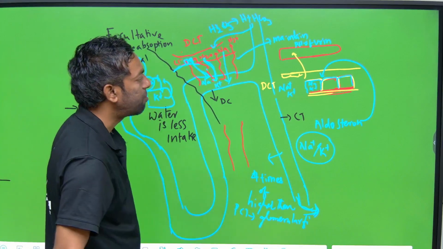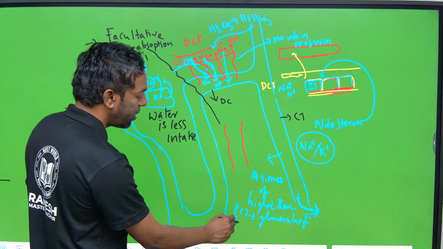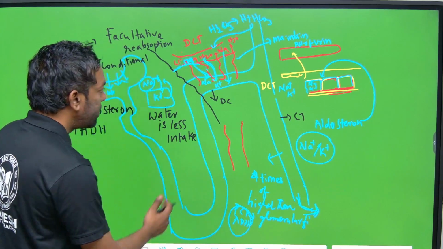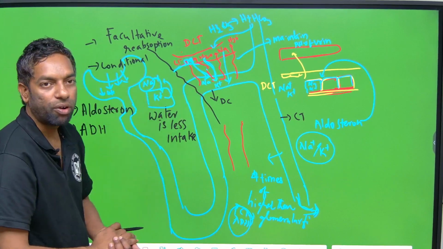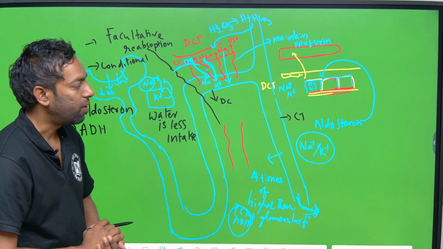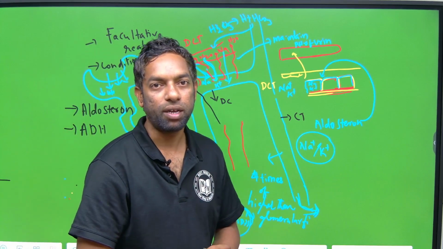This takes place in the presence of aldosterone and ADH, antidiuretic hormone. This is the mechanism that takes place in the DCT and collecting duct. I hope you are clear about it. We are going to discuss the next part in the next video.